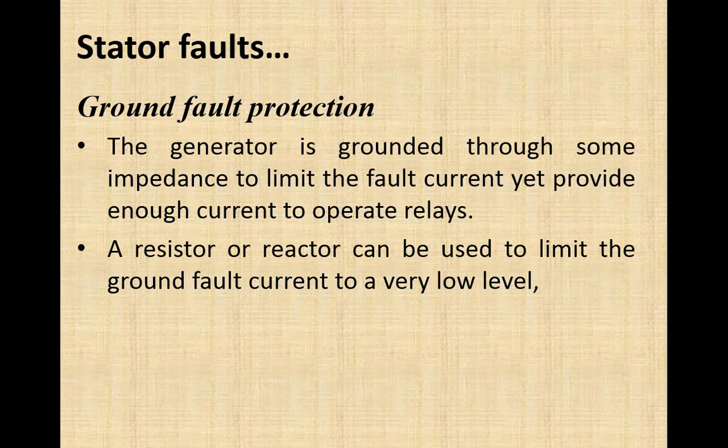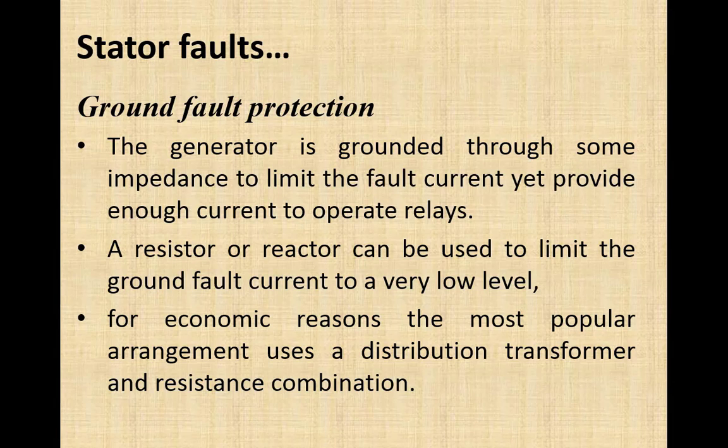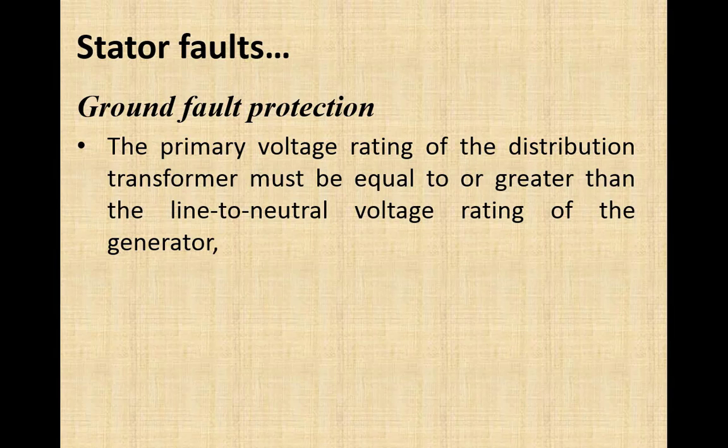In these applications, due to economic reasons, the most popular arrangement uses a distribution transformer and a resistance combination. If our goal is to limit the fault current to such a low level, then this is the method that we use. Instead of inserting the resistance or reactance of very high value directly between neutral and ground, we insert that resistance or reactance through a grounding transformer, and use of resistance in the secondary side of the grounding transformer will be an economical method. Now we'll see how to select that transformer.